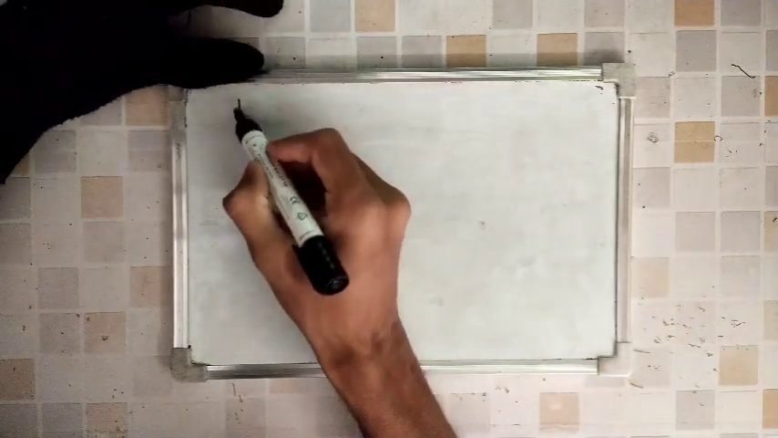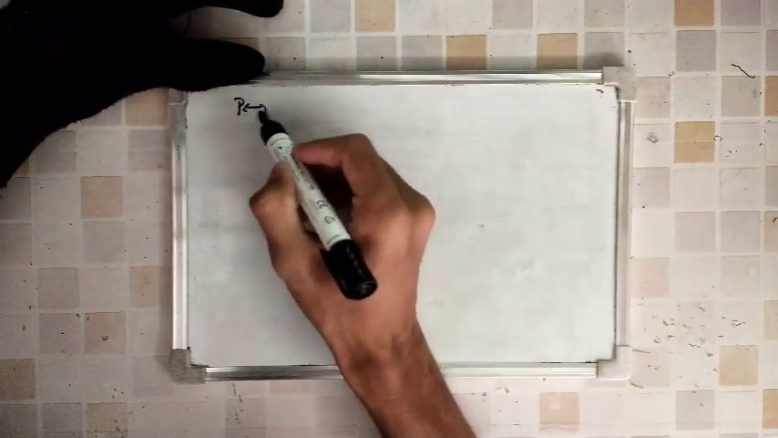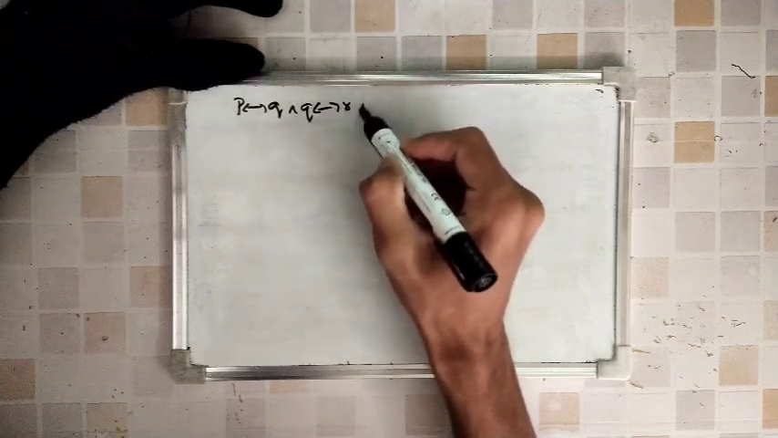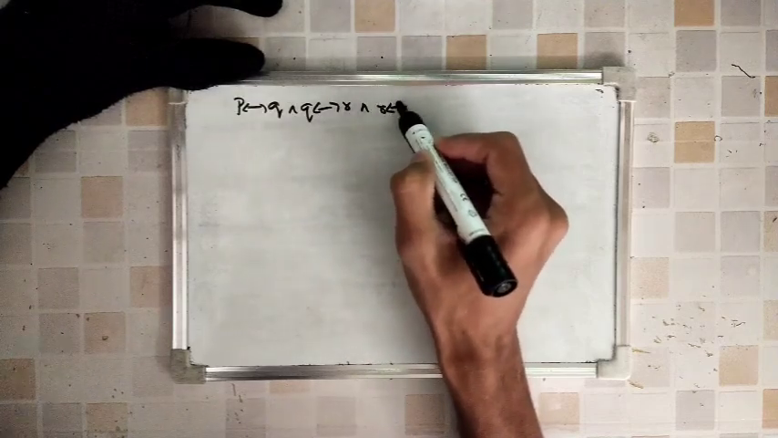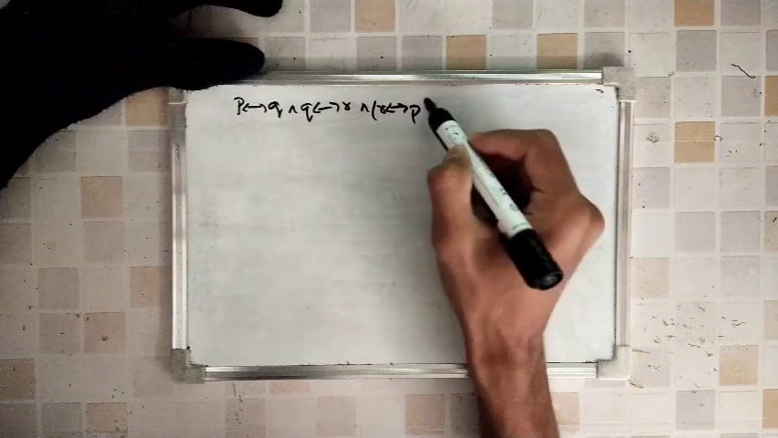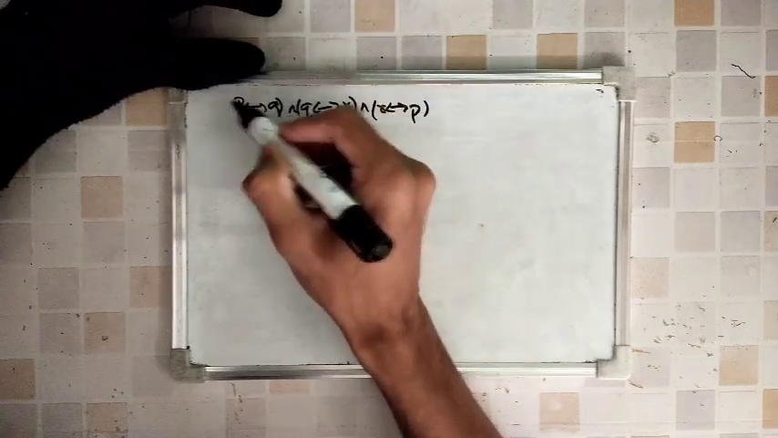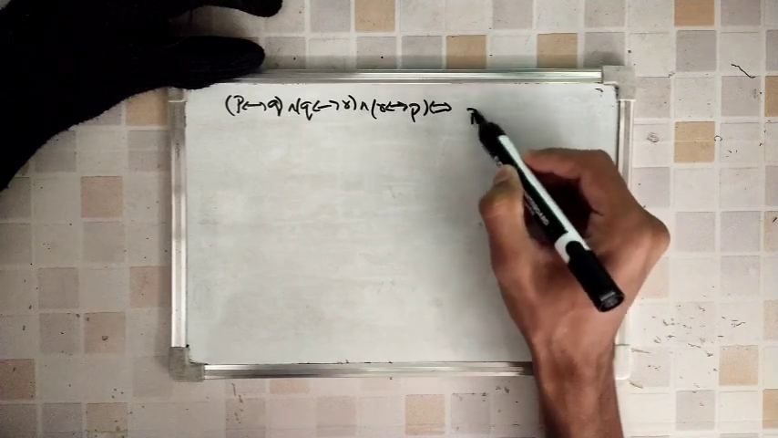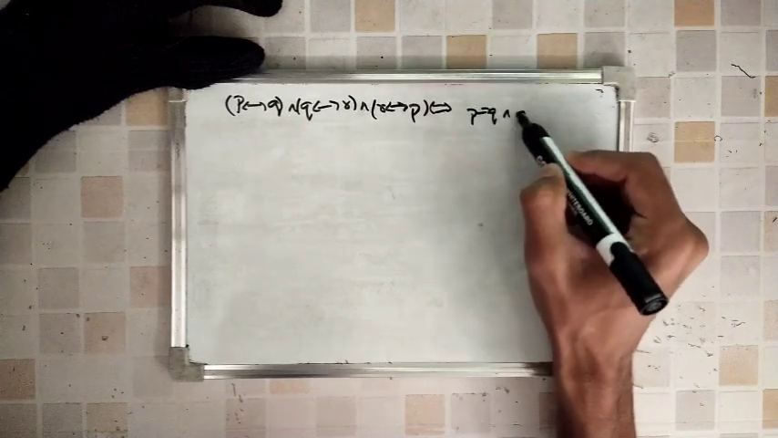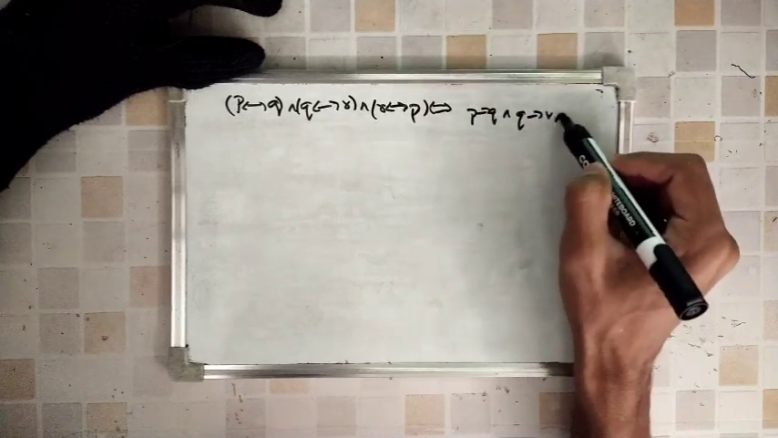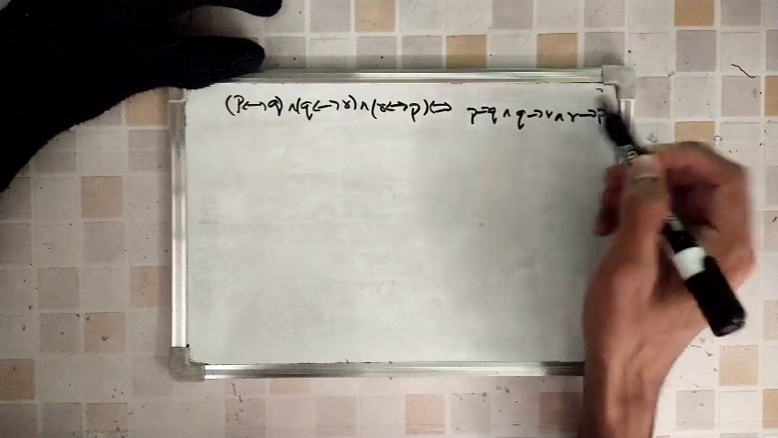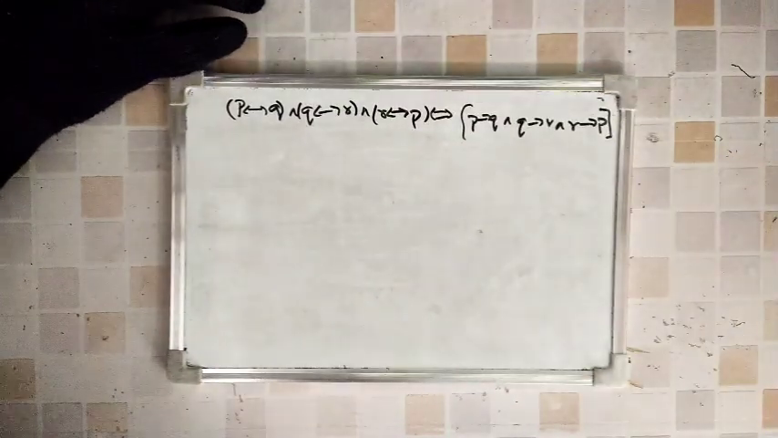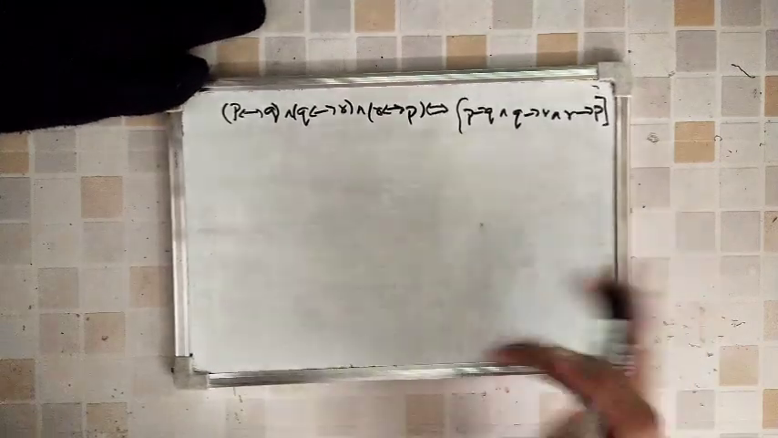They have said: show that P implies Q and Q implies R and R implies P. Just note, this is not implies, this is biconditional. It is logically equivalent to (P implies Q) and (Q implies R) and (R implies P). You have to show whether it is logically equivalent or not.